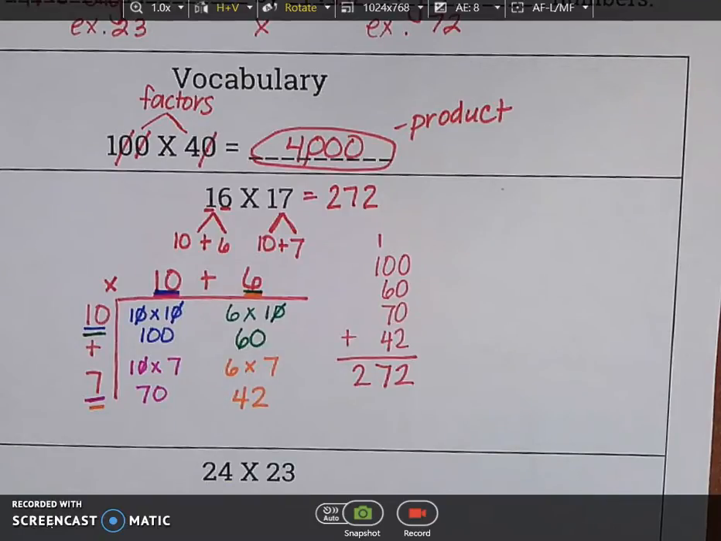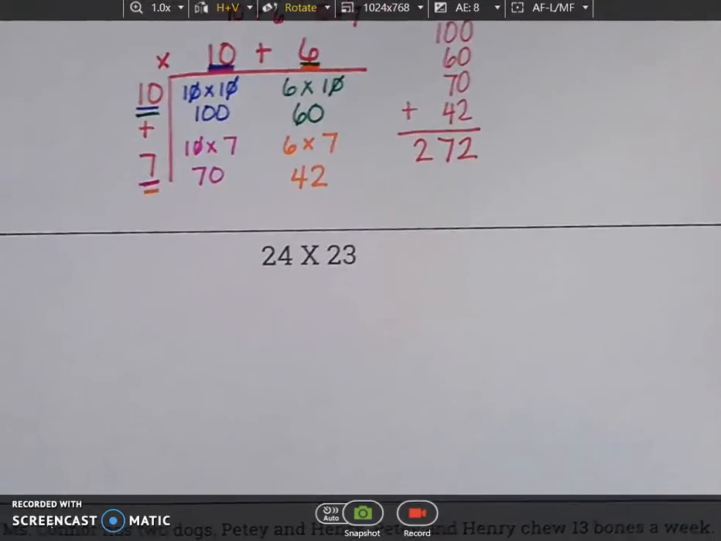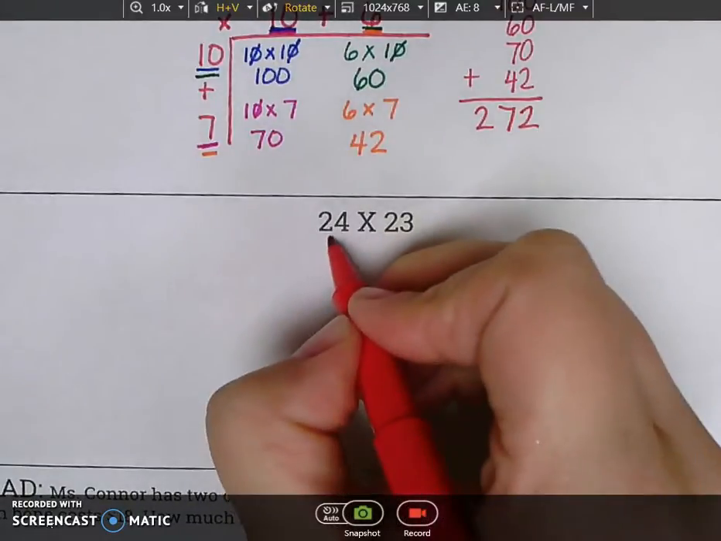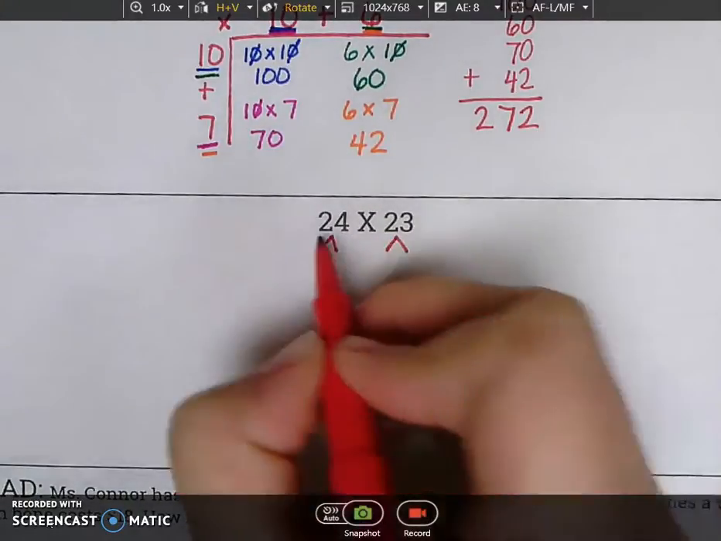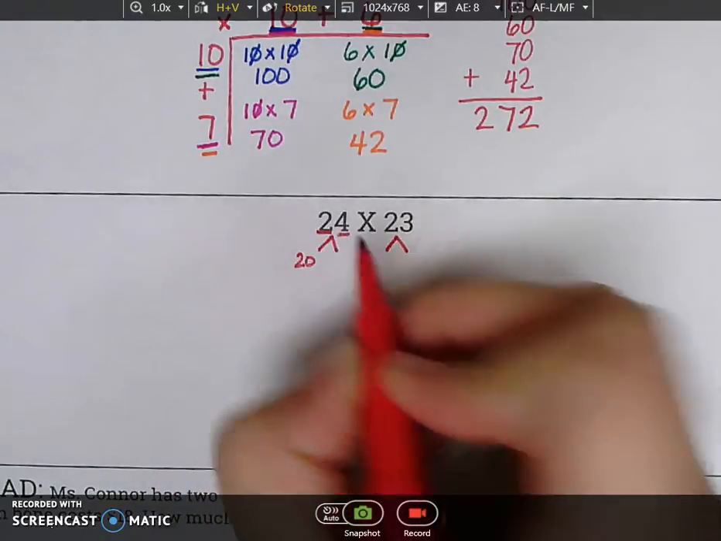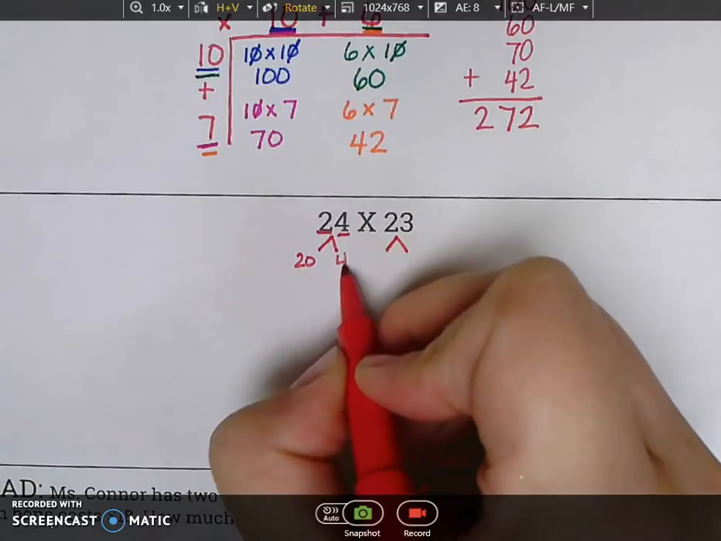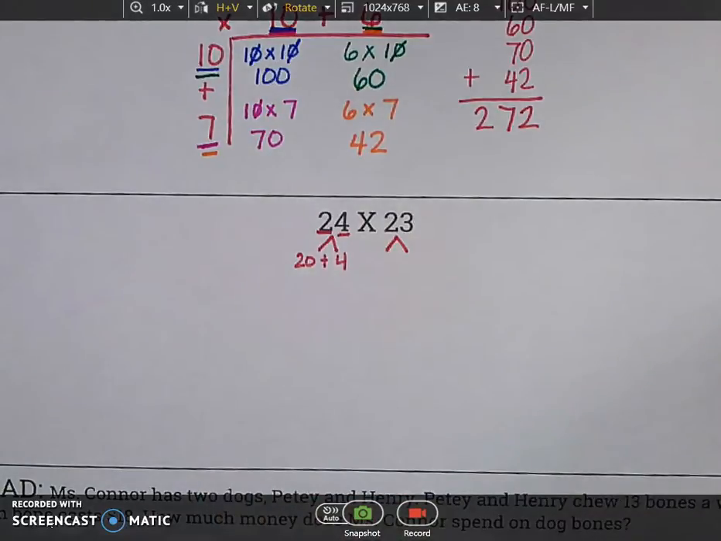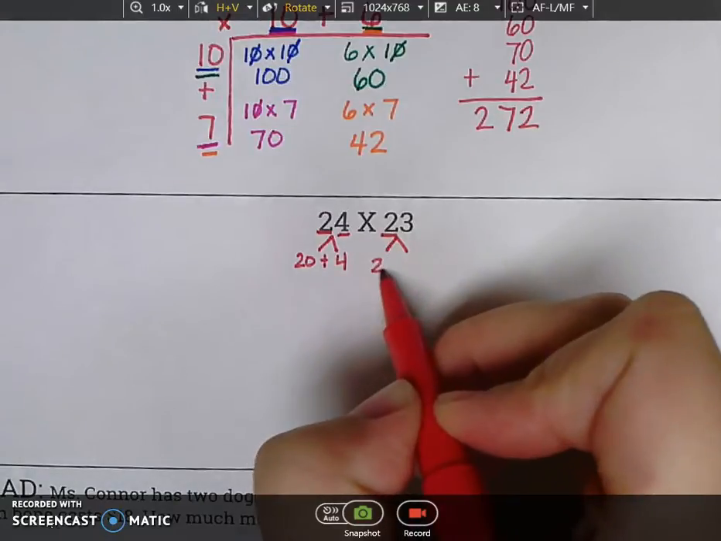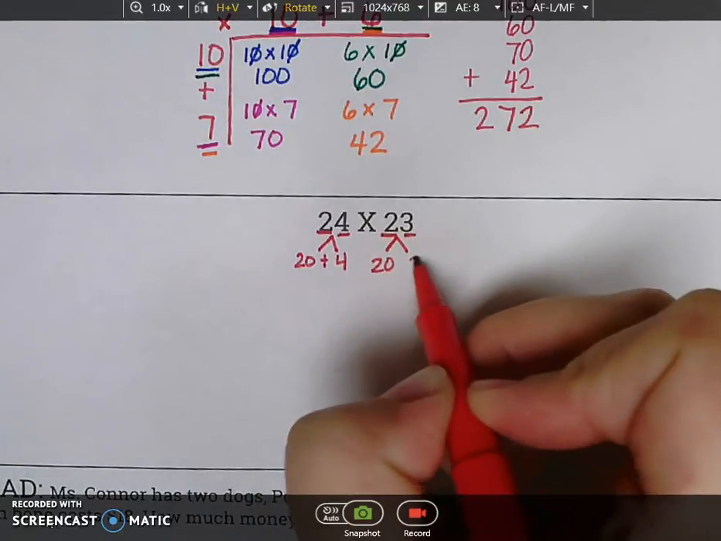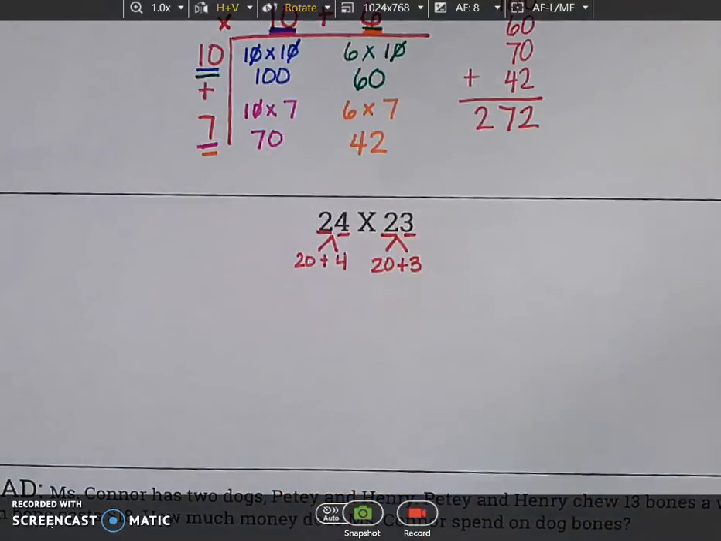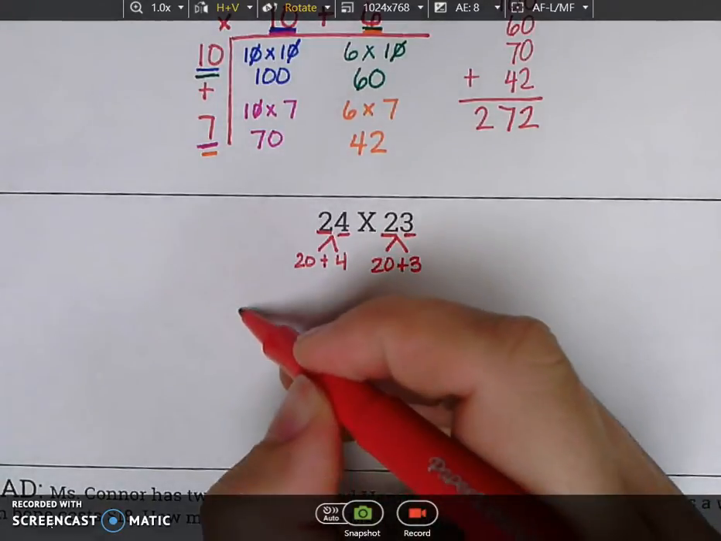Okay, let's look at another example here. I've got 24 times 23. So again, I want to break it down. The 2 is in the 10 spot, so that would be 20. And then the 4 is in the 1 spot, so that would be 4. So if I break that down, it would be 20 plus 4. Let's break down the 23. The 2 is in the 10 spot, so that would be 20. The 3 is in the 1 spot, so that would just be 3. So 23 broken down would be 20 plus 3.